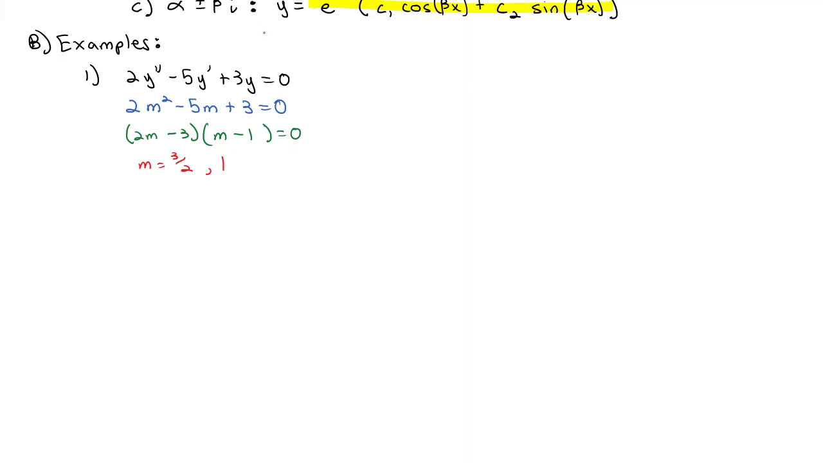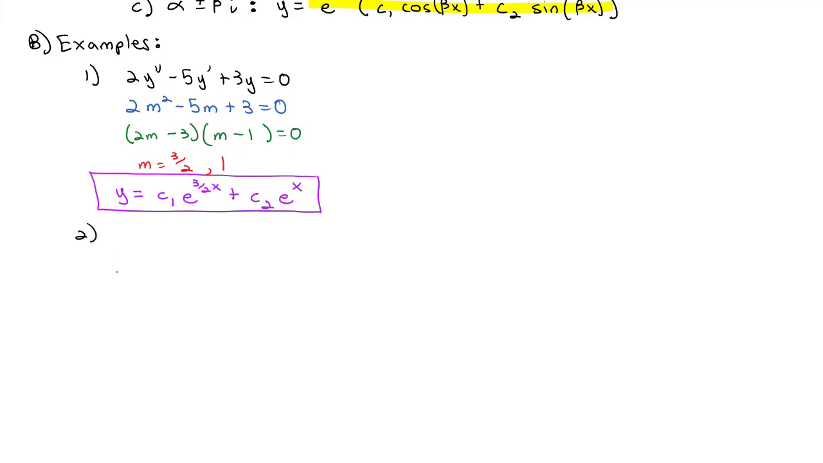Because we have 2 unique solutions to the auxiliary equation, we know the solution to the differential equation is y equals our first constant times e to the 3/2 x plus our second constant times e to the 1x. And that becomes our general solution to the differential equation that's homogeneous.